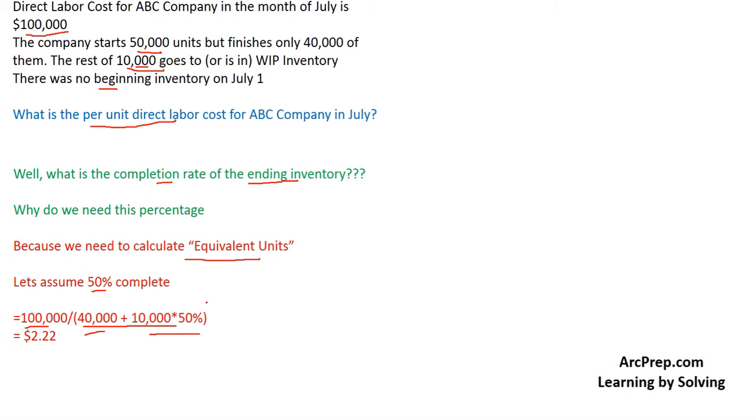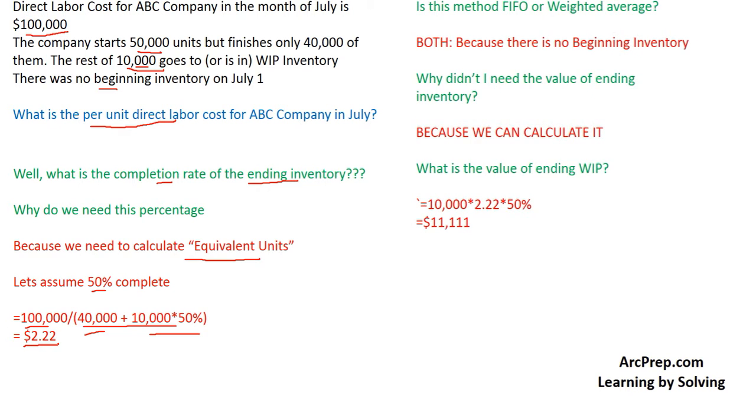I can add them up. So it's going to give me $2.22. But wait a second, is this weighted average or FIFO? The answer is both. The reason is there is no beginning inventory. Since there is no beginning inventory, FIFO and weighted average will end up with the same value.